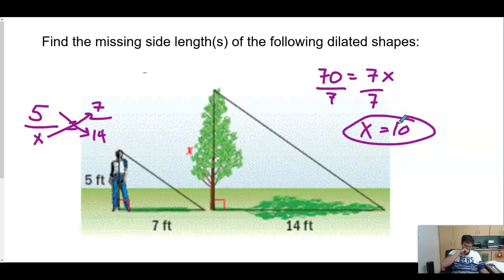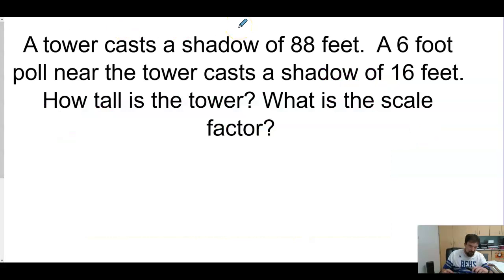Okay? And we can do this because we know that they're similar. If they weren't similar, we wouldn't be able to make those assumptions and just be able to cross multiply. So that's why it's so important that we know the theorems that tell us that these are similar by side angle side in this case.